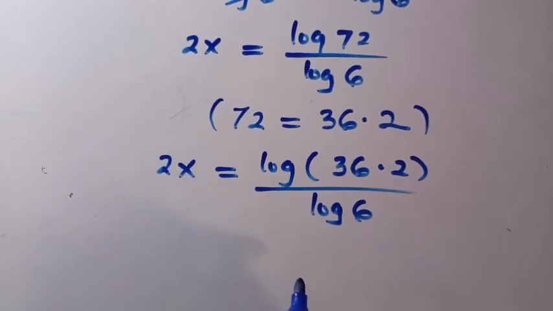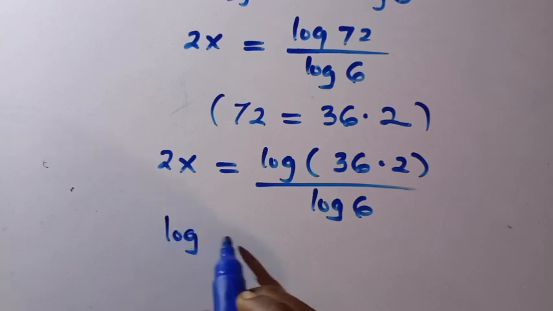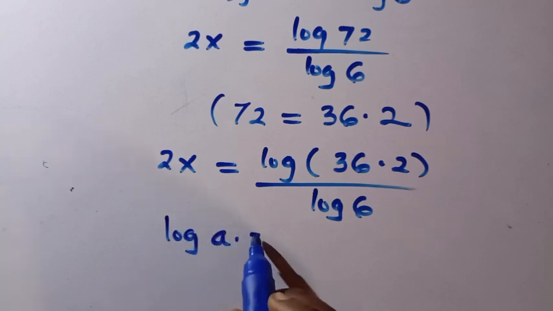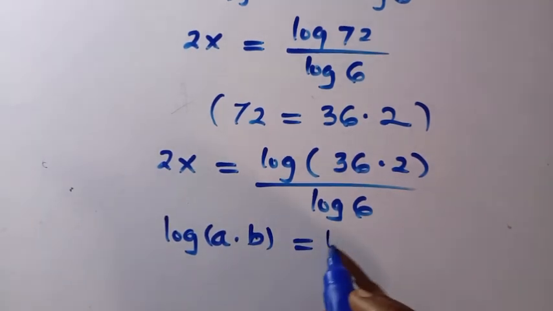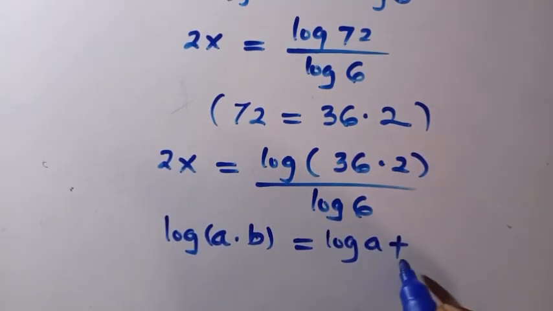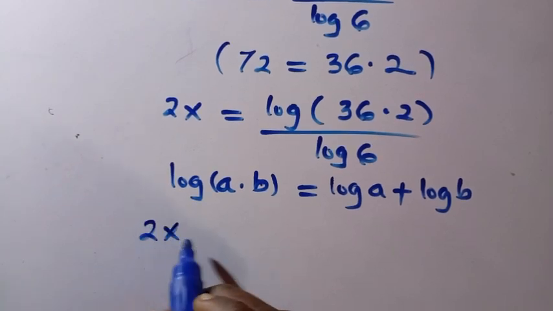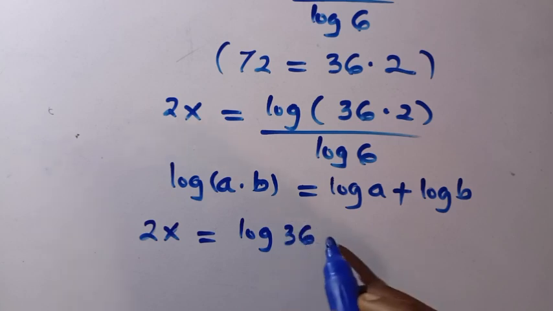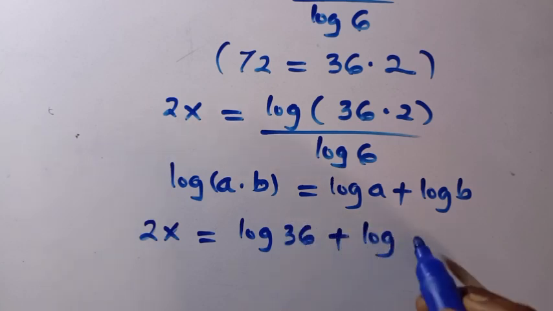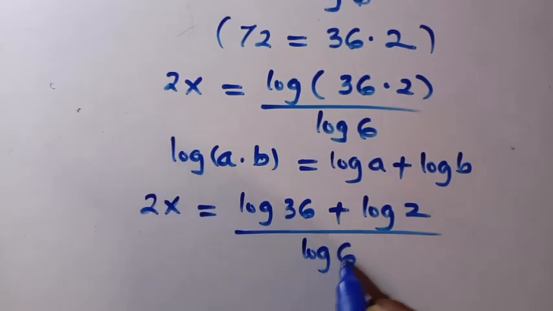So on getting to this stage, we apply the rule of logarithm from above, that when we have log of a multiplied by b, this equals log a plus log b. And then we have 2x equals log 36 plus log 2 divided by log 6.